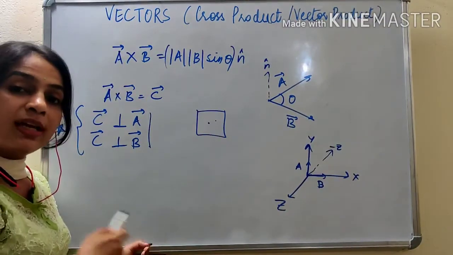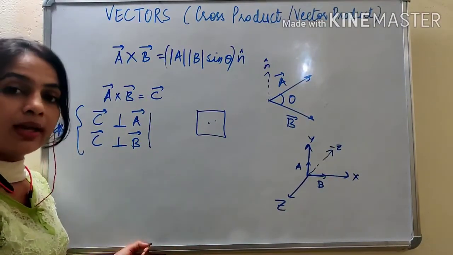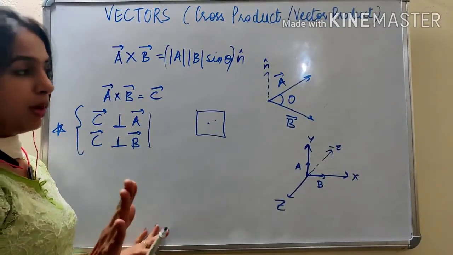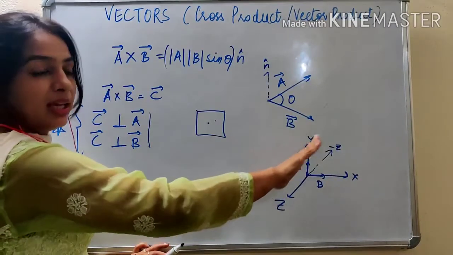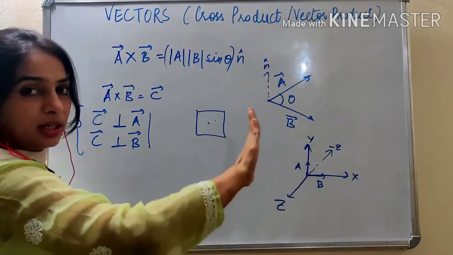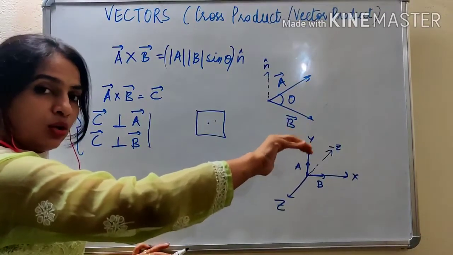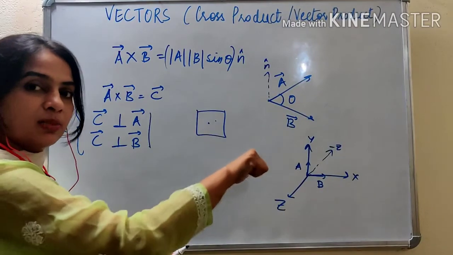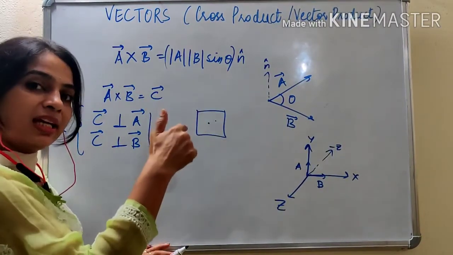So how do we decide which is the correct direction of the resultant? For that we have to use the right hand palm rule. If you have to find A cross B, then open your fingers in the direction of A, then go to B. Curl your fingers from A to B. Where is it pointing? In the inside direction.